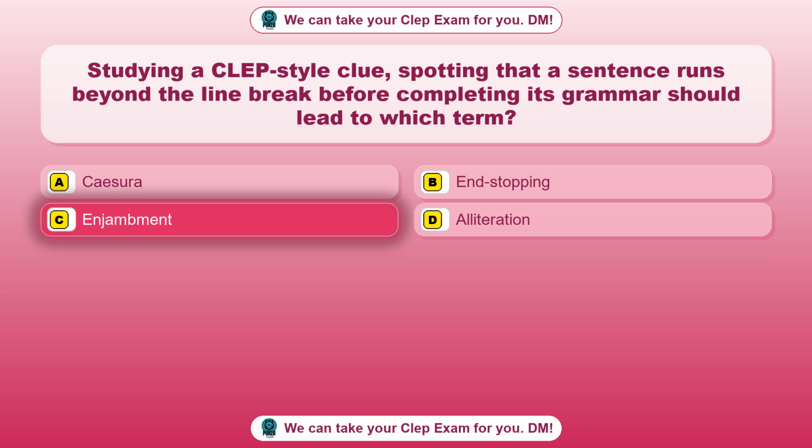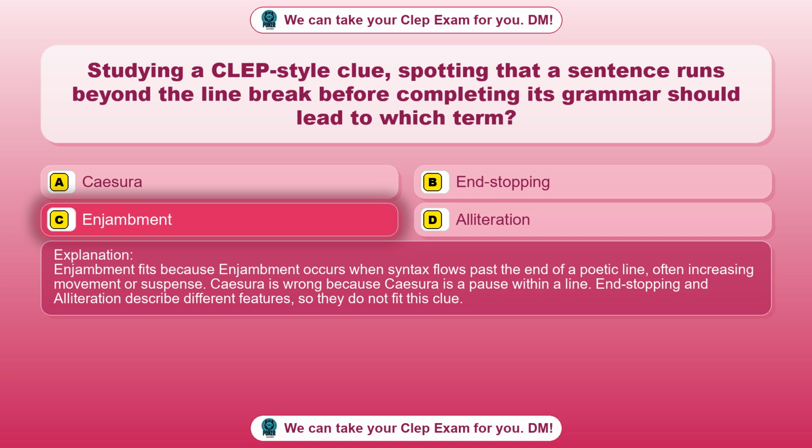Enjambment. Enjambment fits because enjambment occurs when syntax flows past the end of a poetic line, often increasing movement or suspense. Caesura is wrong because caesura is a pause within a line. End stopping and alliteration describe different features, so they do not fit this clue.